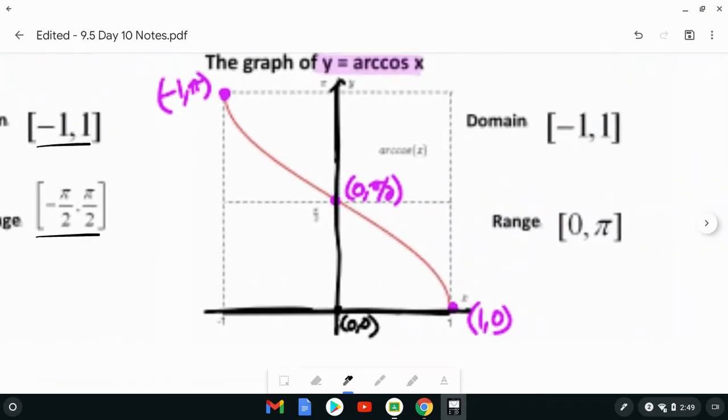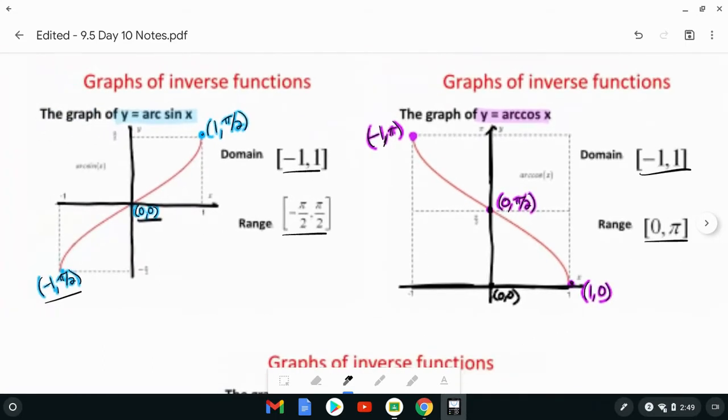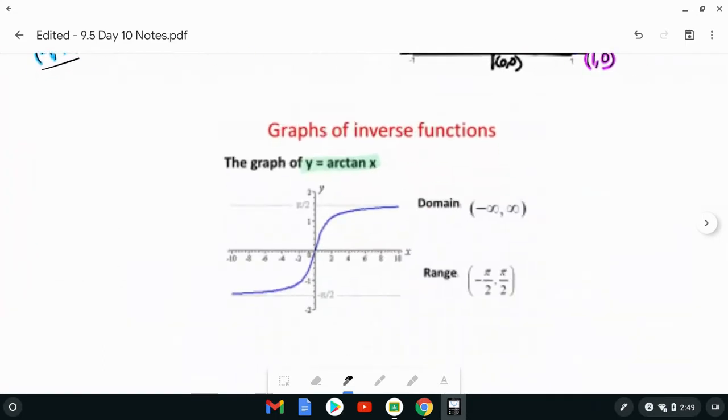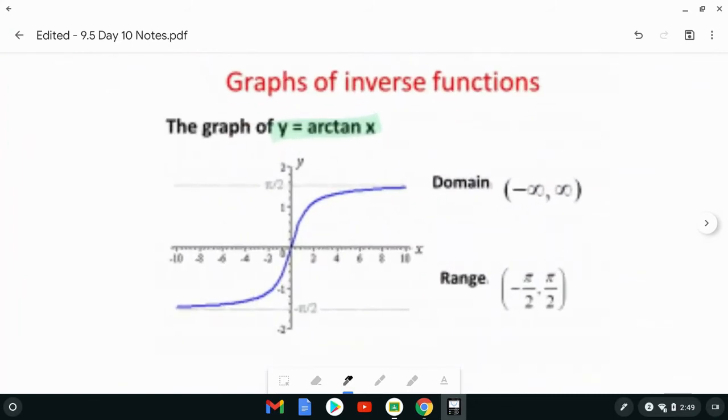For cosine, it's a little bit different. Not much, though. We start at negative 1 comma pi. We go down through not the origin, but 0 comma pi over 2. And then we meet at 1 comma 0. So notice how it's slightly shifted on the graph, where again you have those domain and range restrictions. The last one is tangent, arctan. You're going to have asymptotes at y equals pi over 2 and y equals negative pi over 2, and you would be going through the origin. So you can know that parent function as well.